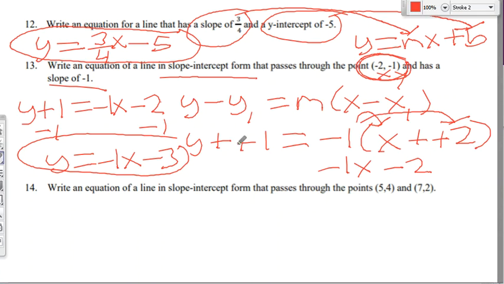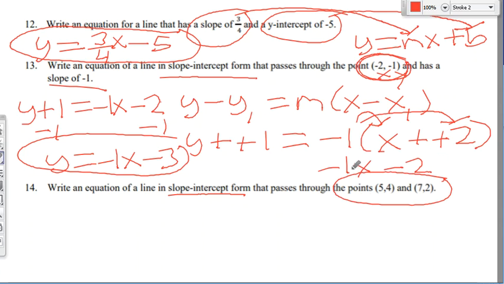Okay, so this last one says, write an equation of a line in slope-intercept form that passes through the points 5, 4, and 7, 2. Okay, so in the end, we're going to put our equation in slope-intercept form. But before we do that, we need to actually write our equation. And this time, we've been given 2 points.